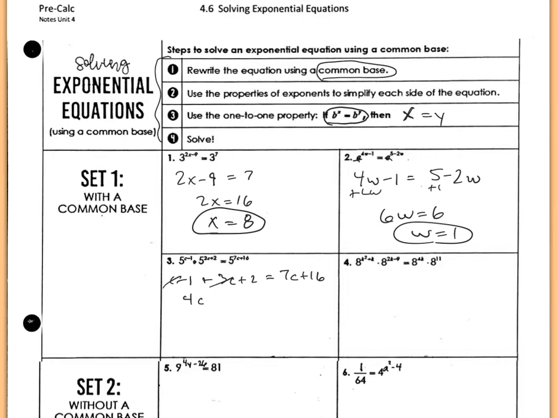So here we have 4c plus 1 equals 7c plus 16. Now, side to side, I'm going to subtract the 4c, so this is a 3c. I'm going to subtract the 16. The other side is negative 15, and we get negative 5 equals the value of c. Again, the fact that that's negative doesn't really matter because they're powers, they're not logarithms.